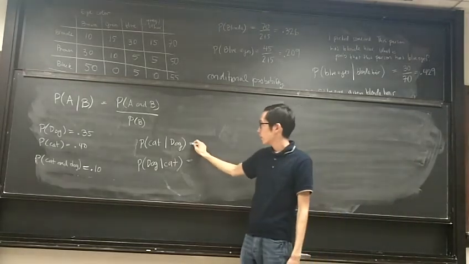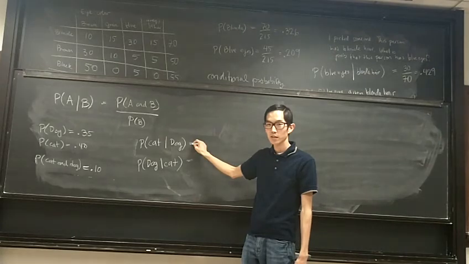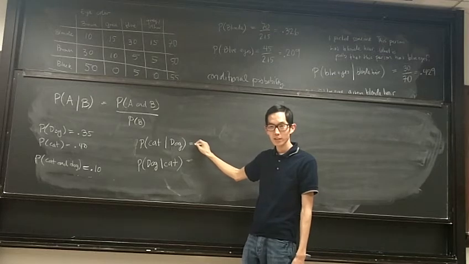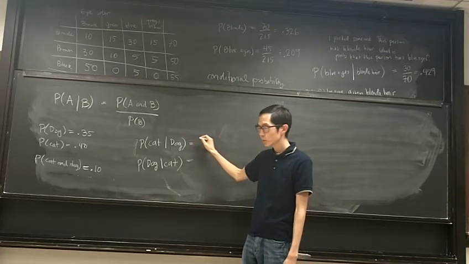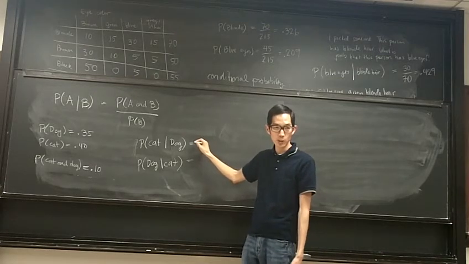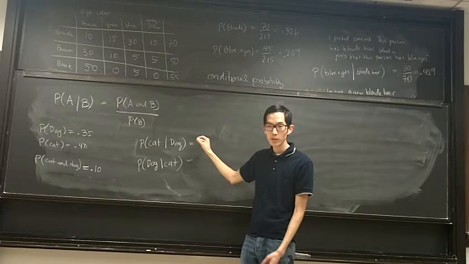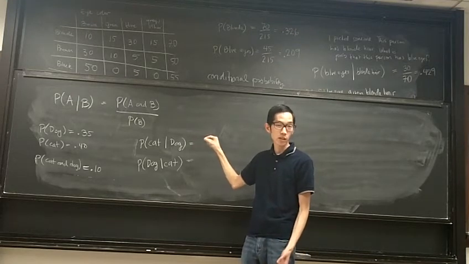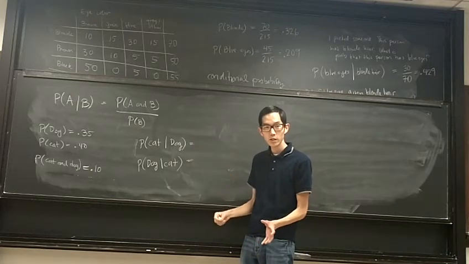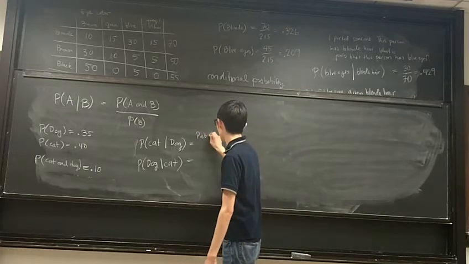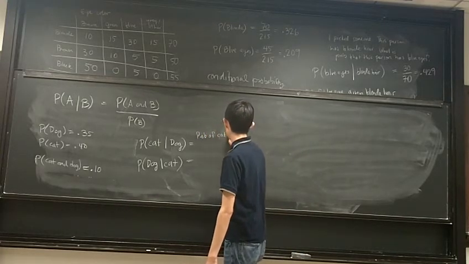Alright, what is this saying? It's the probability of them having a cat if they have a dog. So what is the piece of information that we know about this person? We know that they have a dog. And what am I asking? What's the probability that they also have a cat? So this is the probability of cat given dog.